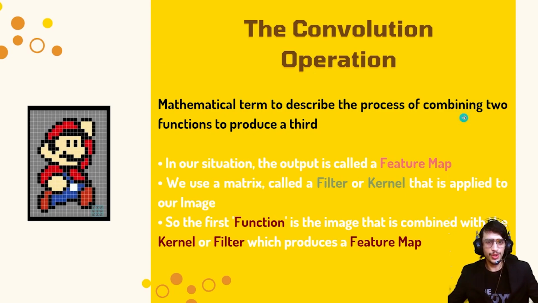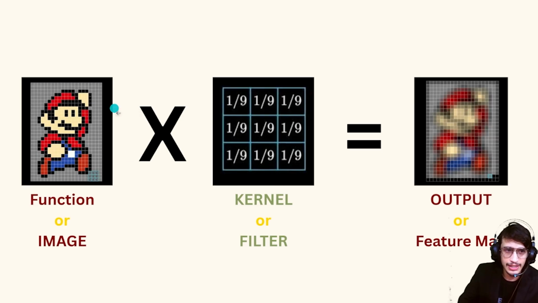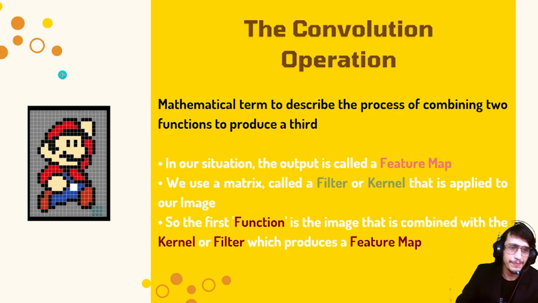Okay, so what is convolution? Maybe you have studied in high school that it is a mathematical term to describe the process of combining two functions to produce a third. So basically, this is a very bookish term. What convolution does is it just adds this and this. It adds two things to make a third thing. Okay. In CNN, how do we use convolution?